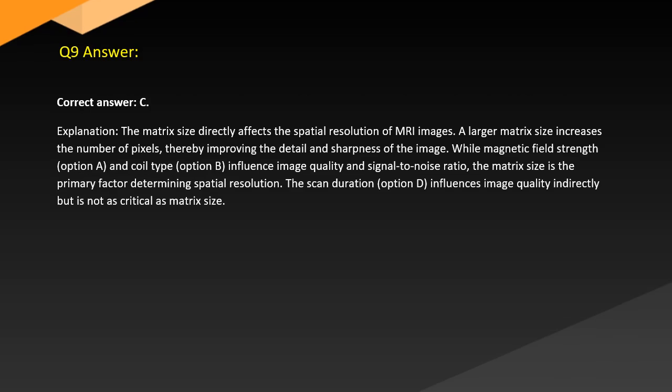Answer. Correct answer: C. Explanation. The matrix size directly affects the spatial resolution of MRI images. A larger matrix size increases the number of pixels, thereby improving the detail and sharpness of the image, while magnetic field strength, option A, and coil type, option B, influence image quality and signal-to-noise ratio. The matrix size is the primary factor determining spatial resolution. The scan duration, option D, influences image quality indirectly but is not as critical as matrix size.